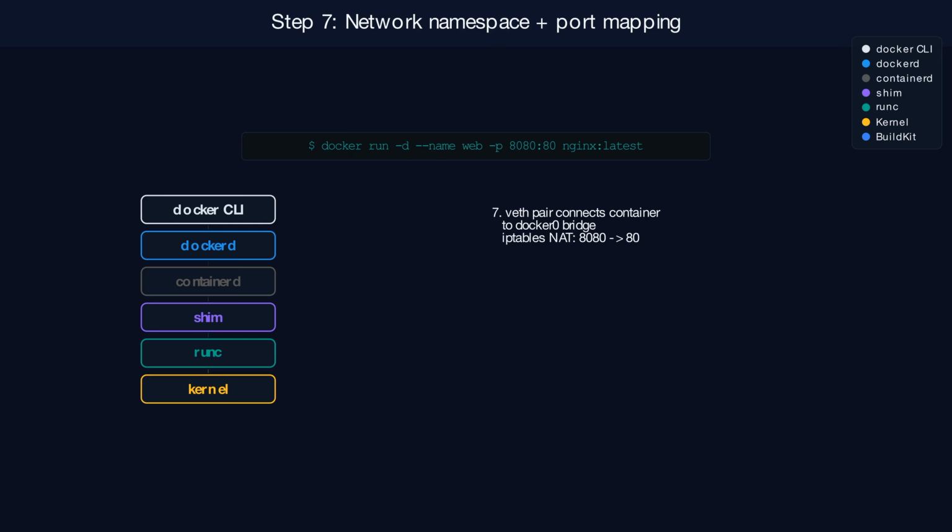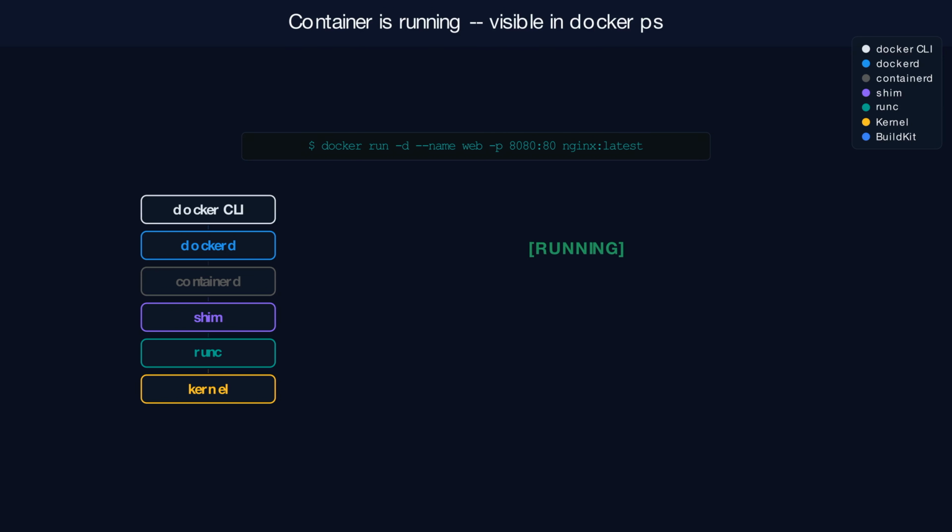Step 7. Docker sets up networking. A veth pair connects the container's network namespace to the docker0 bridge. An iptables NAT rule maps host port 8080 to container port 80. Step 8. The container is now running. Docker marks it as active, and you see it in docker ps. That single command triggered a cascade across 6 components, from CLI all the way to the Linux kernel.